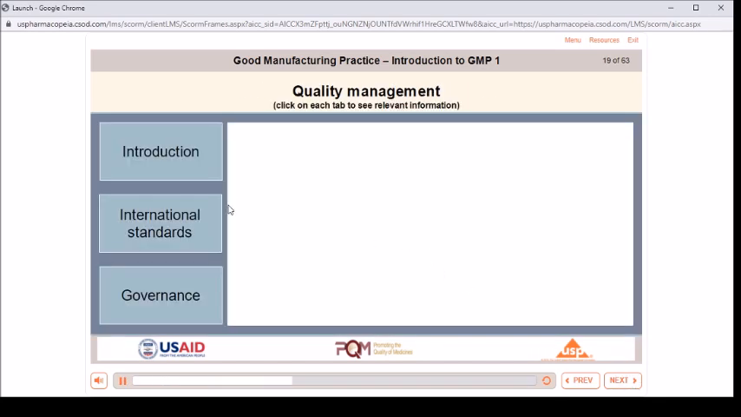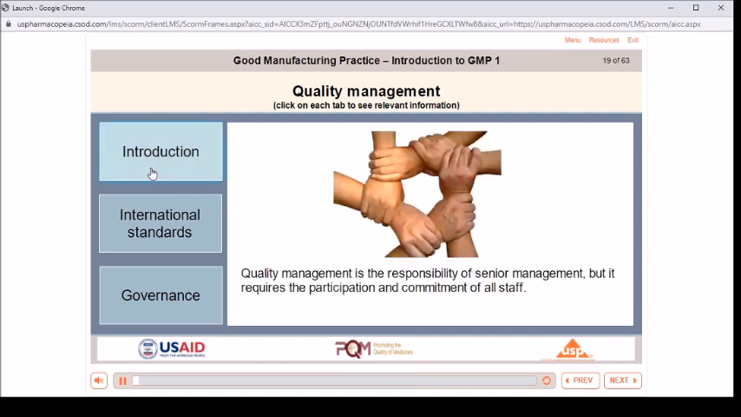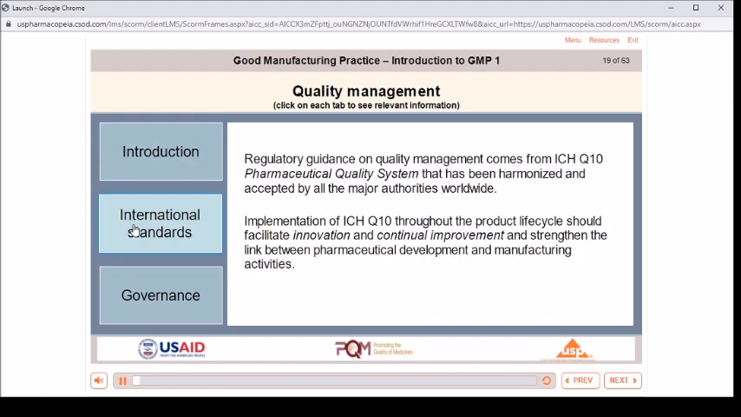Quality management. Introduction. Quality management is the responsibility of senior management, but it requires the participation and commitment of all staff. International standards. Regulatory guidance on quality management comes from ICH Q10 Pharmaceutical Quality System that has been harmonized and accepted by all the major authorities worldwide.